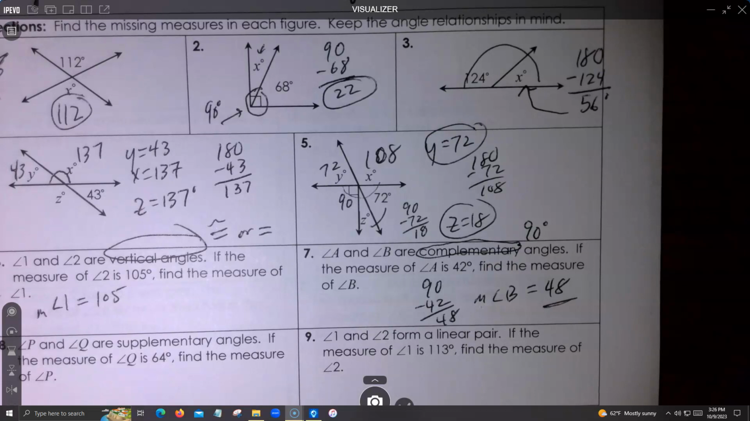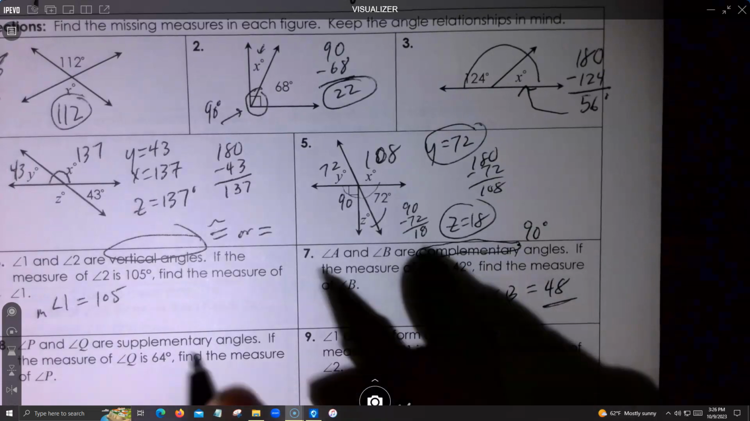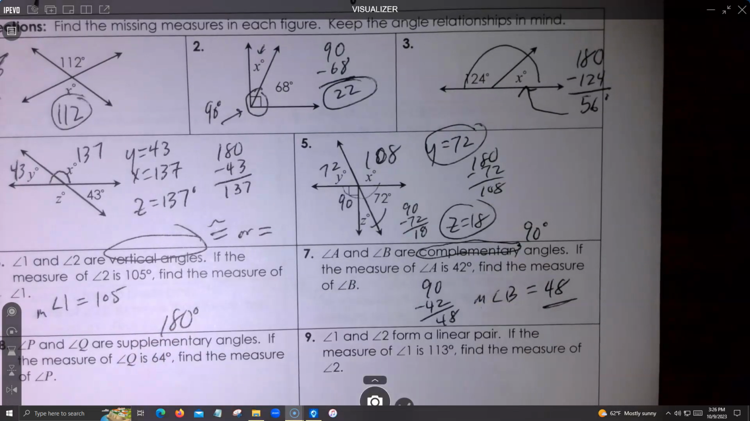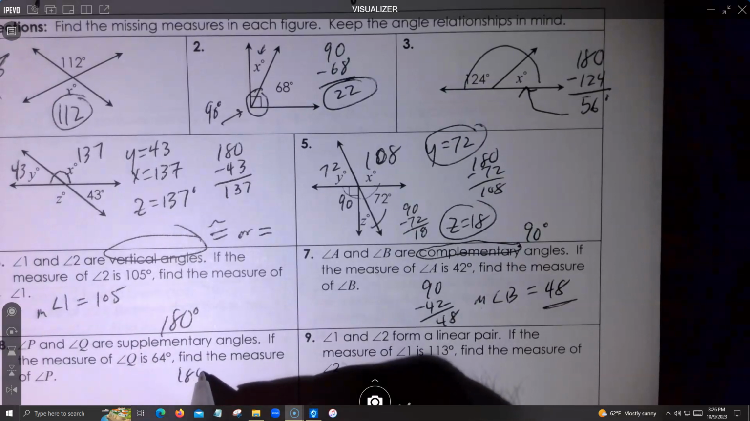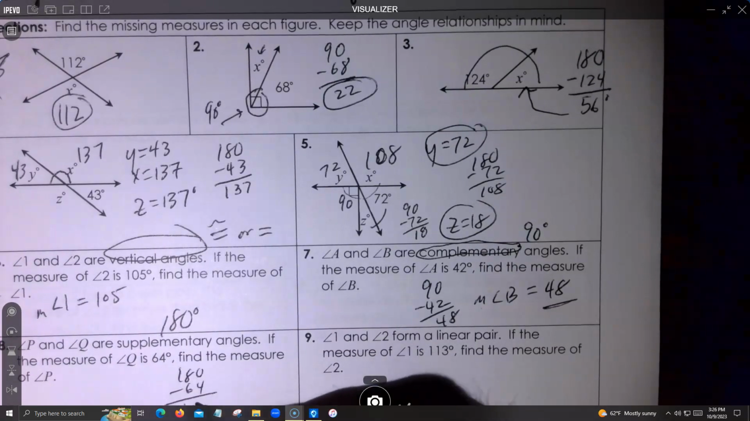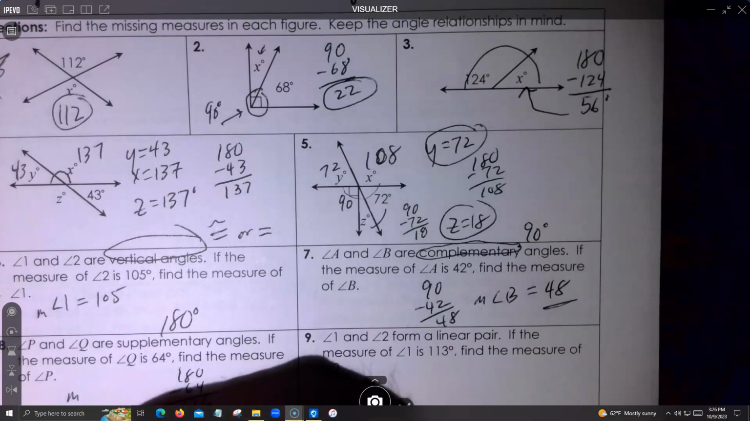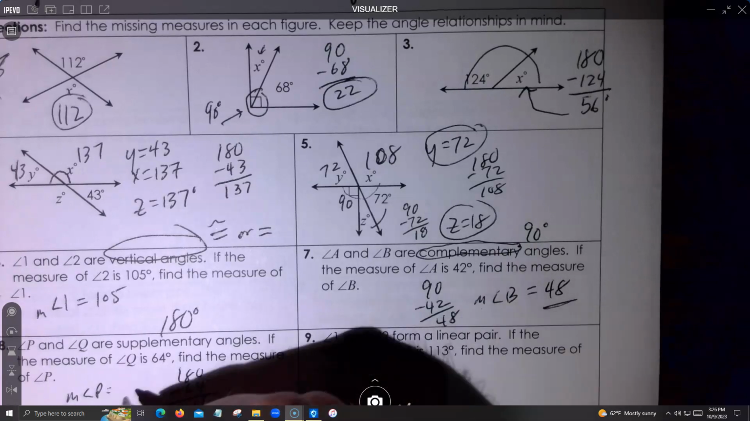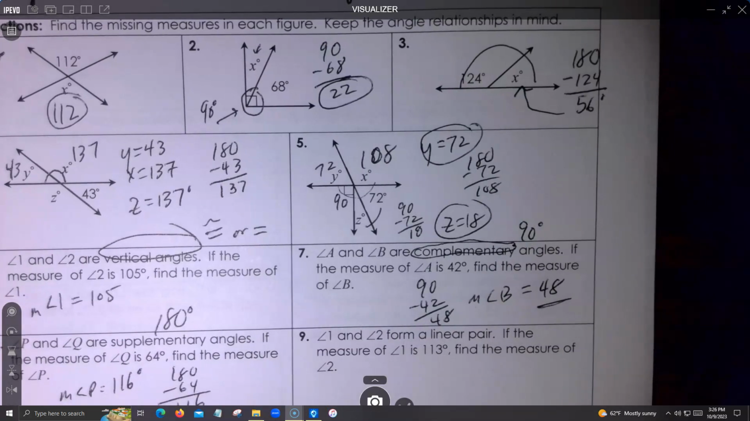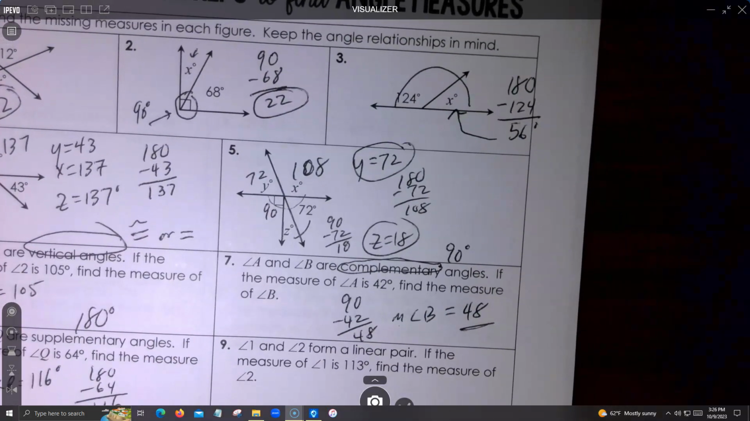Okay. All right, number 8. P and Q are supplementary angles, so same idea except they had to be 180 instead of 90. So same idea. We do 180 minus 64, which is 116. So the measure of angle P is 116 degrees. And the last one, angle 1 and angle 2 form a linear pair. So again, a linear pair looks like this. Okay, here's angle 1, here's angle 2. And they tell me angle 1 is 113.